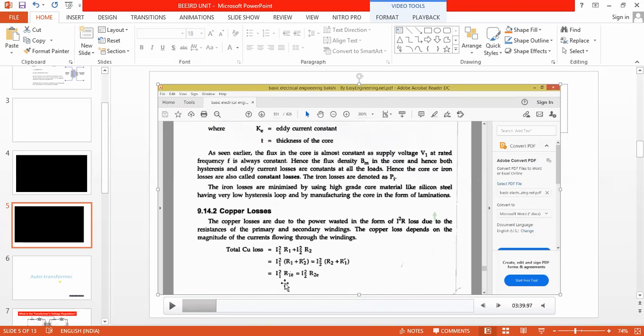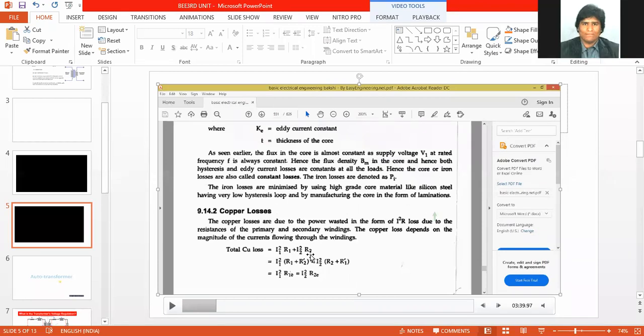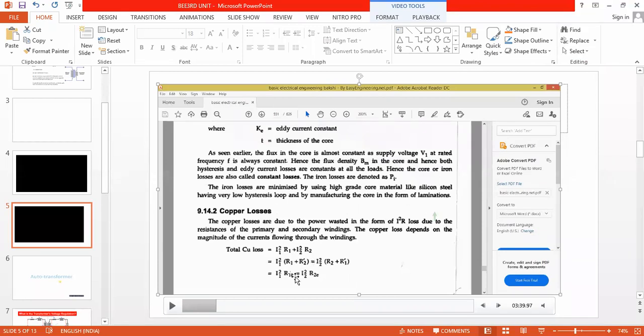See, R1E is nothing but R01. Yesterday we have taken R01 and R02. So I1 square into R01 equals I2 square into R02. All of you just remember the formula. So what is the copper loss from the formula? For primary winding, I1 square into R1, and for secondary winding, I2 square into R2. In general, I1 square into R01 is also equal to I2 square into R02. Now this finishes the introduction to the losses.